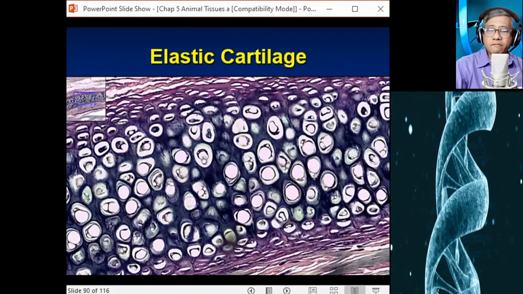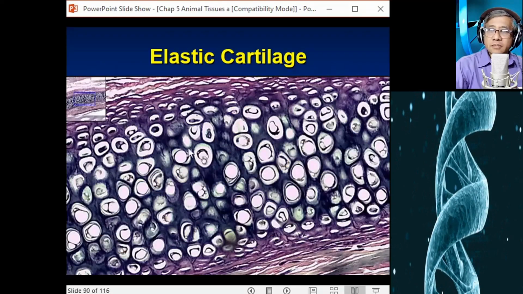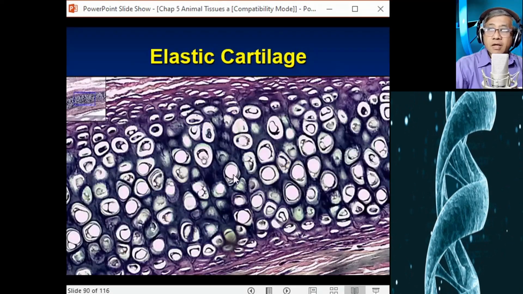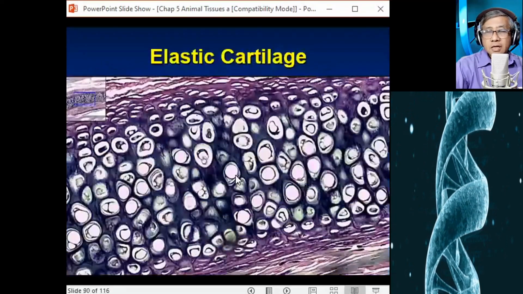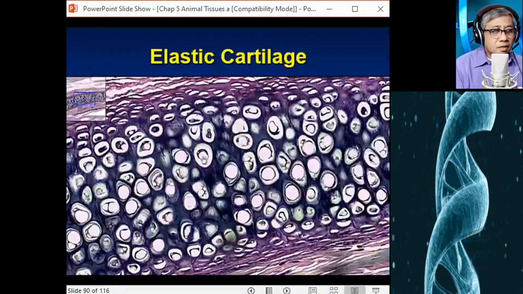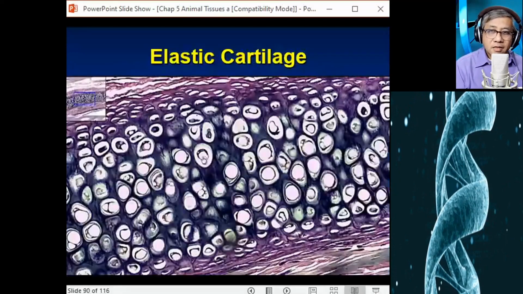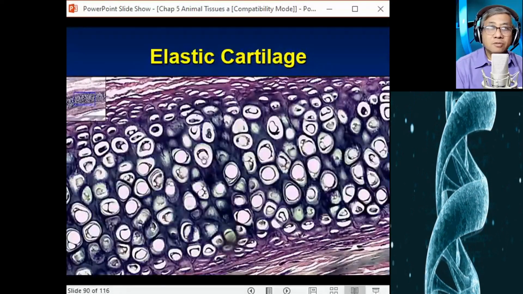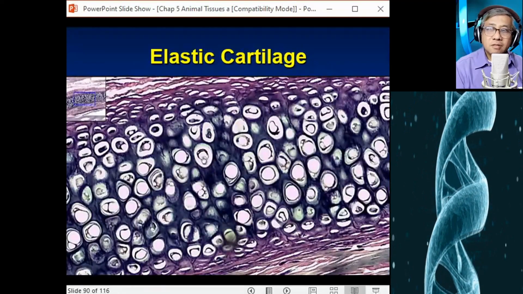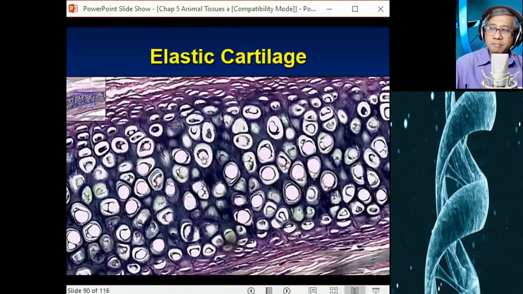So here is a photomicrograph of elastic cartilage. Ayan, no? So marami siyang elastic fibers. Yan, and mas opaque siya, no? Ang hyaline kasi, actually the word hyaline means glassy. Glassy in appearance siya, no? Yung hyaline, hindi siya opaque, in contrast to the hyaline cartilage which is glassy in appearance.